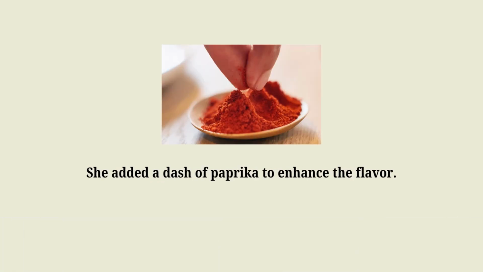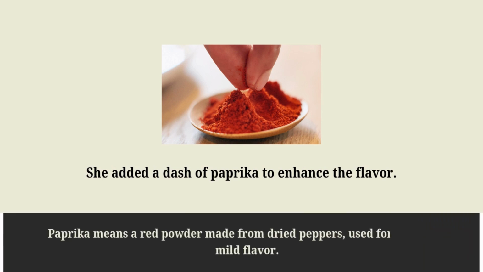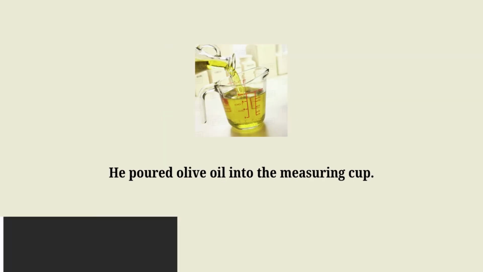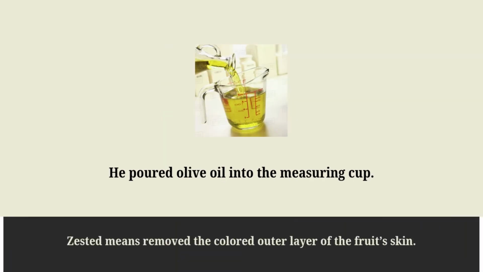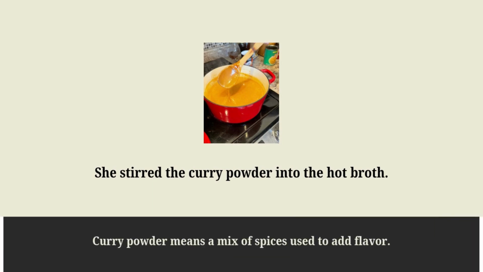She added a dash of paprika to enhance the flavor. Dash means a very small amount, and paprika means a red powder made from dried peppers, used for color and mild flavor. He poured olive oil into the measuring cup. She stirred the curry powder into the hot broth. Curry powder means a mix of spices used to add flavor.